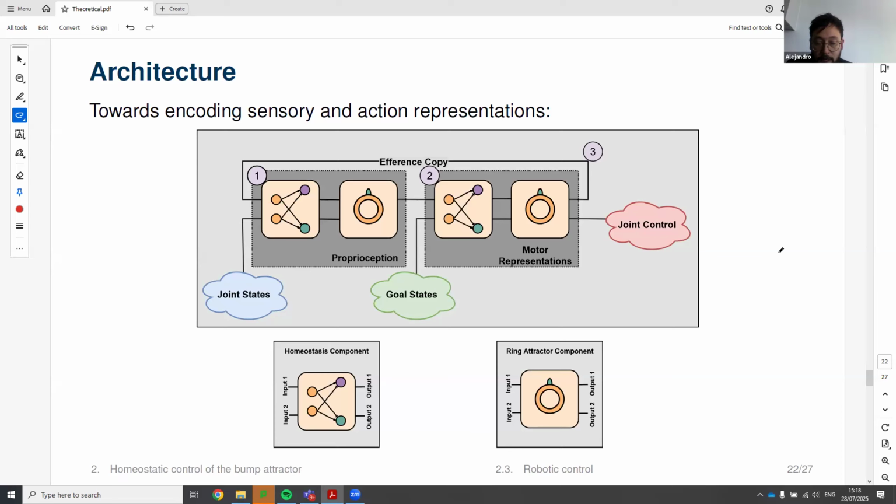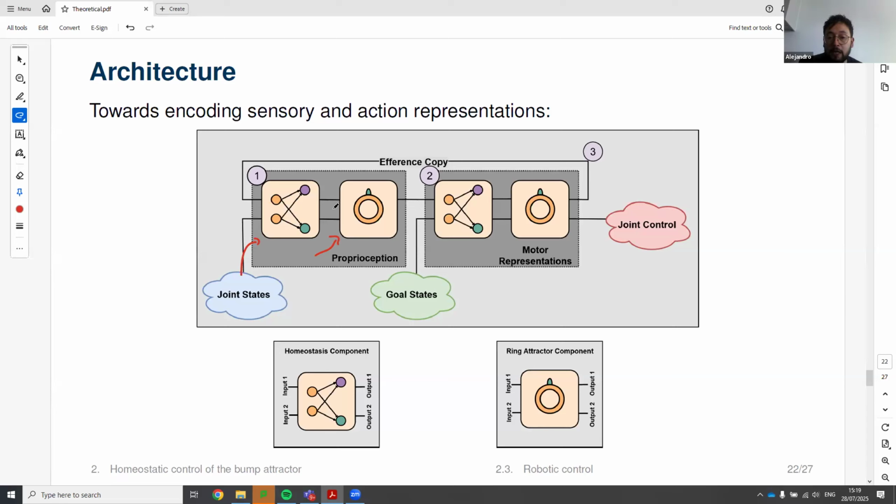So we have created, and we are testing, this particular network, whose goal is essentially to separate the process of proprioception from the process of motor representations. And then in this kind of architecture, you will have a belief about what your state is that will be encoded by one of these circuits.